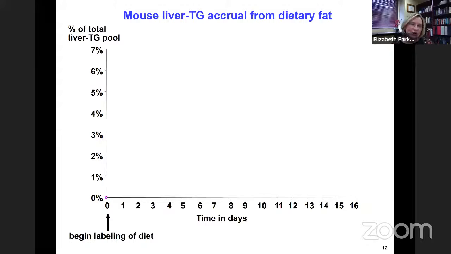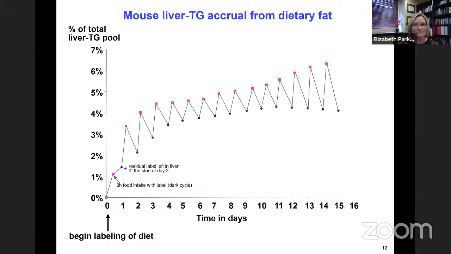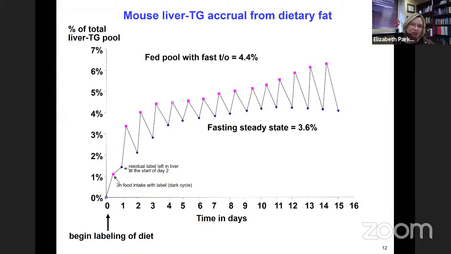So we've also done this experiment where we've repeatedly sampled in many, many mice over time. And here are the data. So these are the liver triglyceride pool, and in this case from dietary fat. The pink values are from the fed state, and the closed are from the fasting state. So this on day 1 is the residual label in the liver from the mouse eating labeled dietary fat the day before. So here come all the data. Again, you can calculate the turnover of liver triglyceride from dietary fat. In the fasting state, 3.6%, and in the fed state, 4.4%. This turnover was coming from dietary fat.